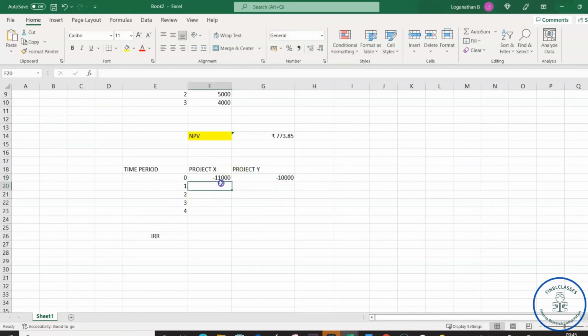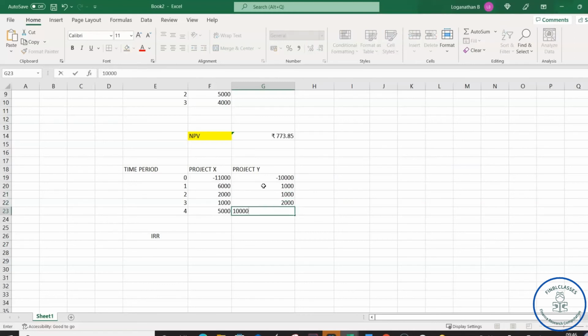Then I'll be feeding the values of the cash inflows: 6,000 for first year, 2,000 for second year, 1,000 for third year, 5,000 for fourth year. Similarly for project Y, 1,000 for first year, 1,000 for second year, 2,000 is the cash inflow for third year, and 10,000 is the cash inflow for fourth year.